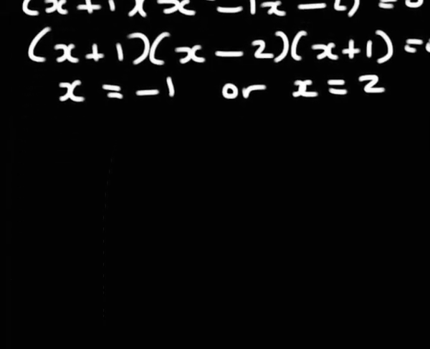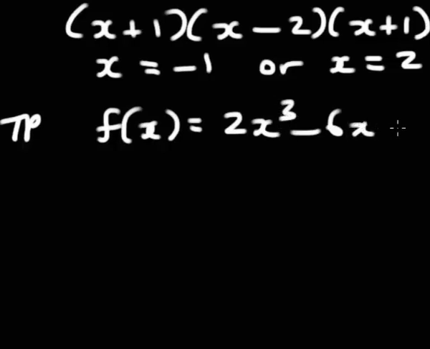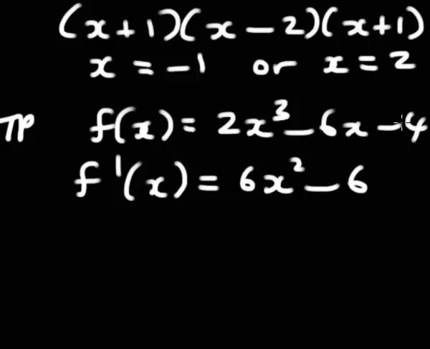Okay, what about the stationary points or the turning points? Well, let's see. We've got f(x) = 2x³ - 6x - 4. Let's get the derivative, the gradient. Okay, differentiate, bring the 3 down. It's 6x² - 6 - 0. And at a turning point, the gradient is 0.